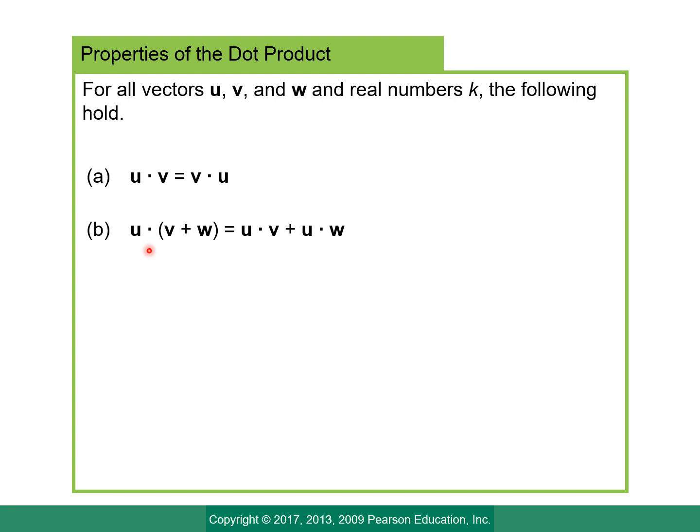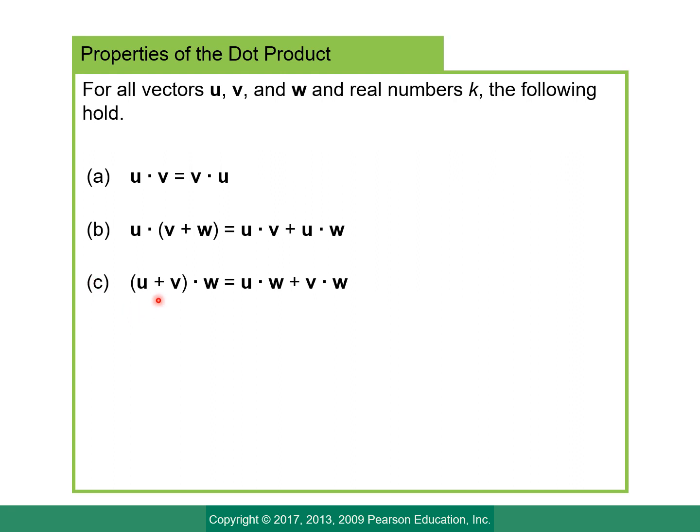The dot product you can distribute. So notice what this looks like. It looks like distributing into the parentheses. So U dot (V plus W): you can take this U and dot it with V, dot it with W, and then add them. The best way to think about this is like distributing the dot product.